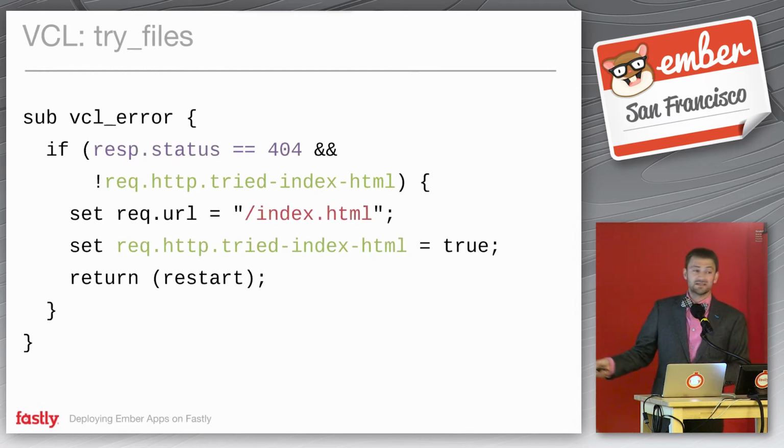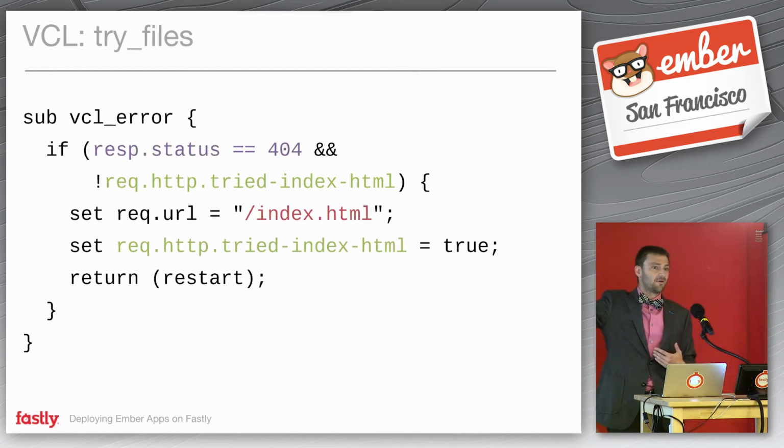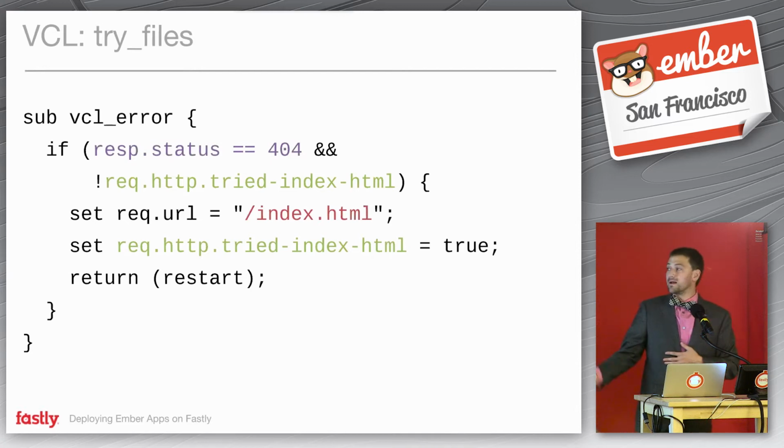And we restart the request, meaning go back to the top of Varnish and run all of your rules again, but treating it as index.html. So look it up in cache. If it's in cache, serve it. If it's not, go look it up from some origin and put it into cache. This works really, really well.